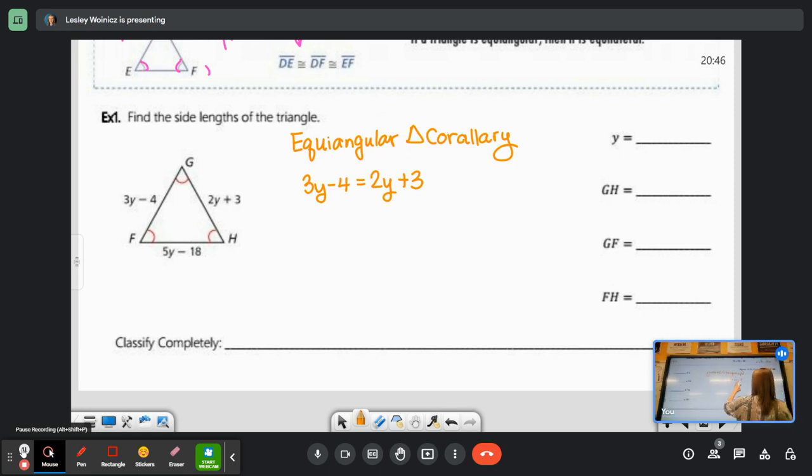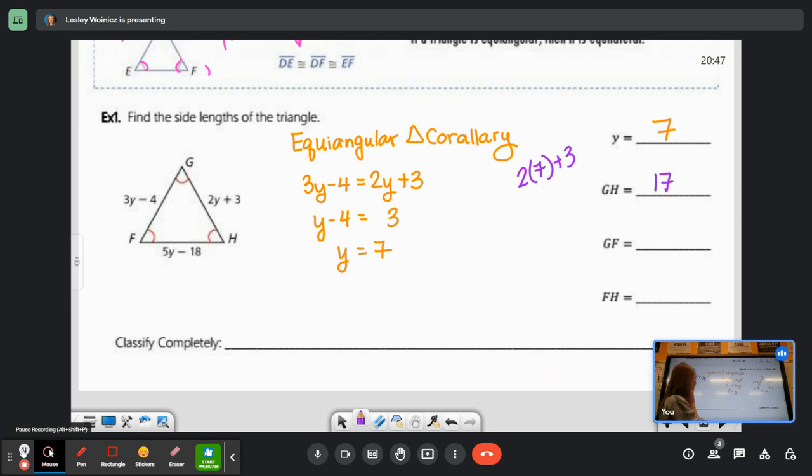Subtract 2y from both sides, and I get y minus 4 equals 3. Add 4 to both sides, and we get that y is 7. Now I have to plug it in and find each of these sides. If 7 was right, when I plug it in, I should get the same thing for all 3 sides. Here's hoping, guys. Let's start with GH. 2 times 7 plus 3. 2 times 7 is 14, plus 3 is 17.